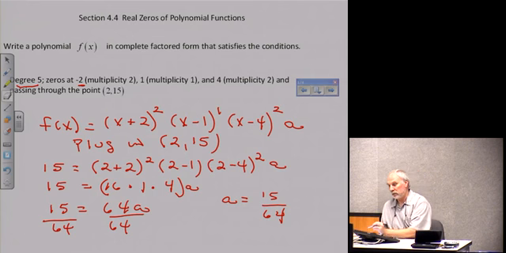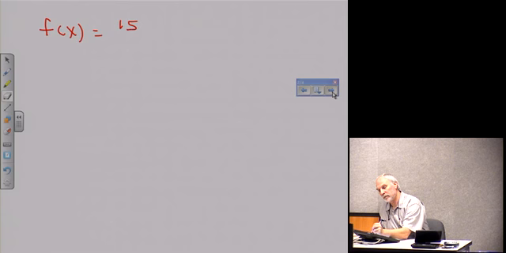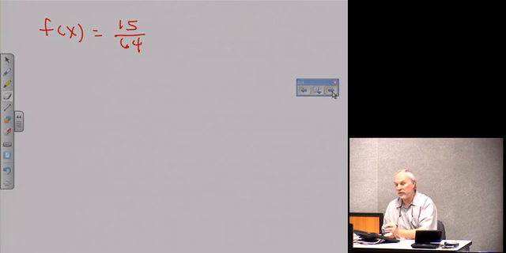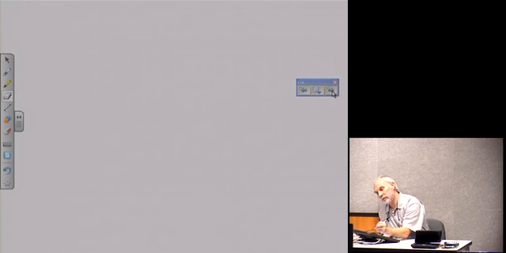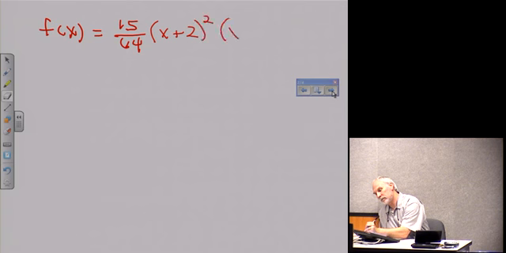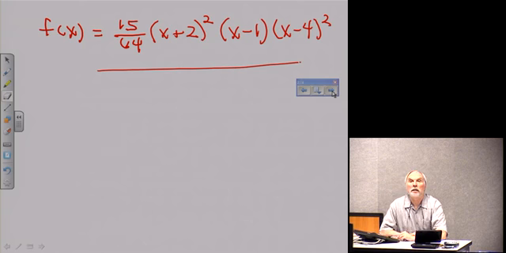So our final answer, our polynomial written in complete factored form, that's our value of a, 15/64, times x plus 2 squared, x minus 1, and x minus 4 squared. That's your fifth degree polynomial in complete factored form.